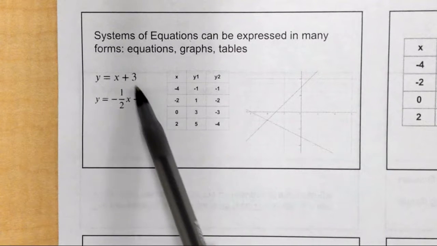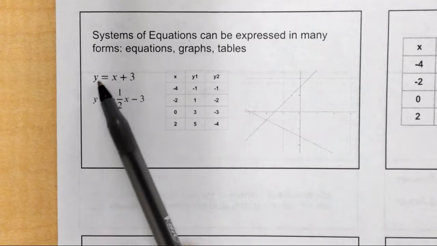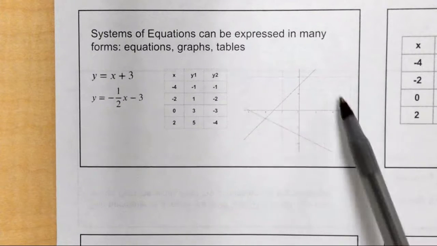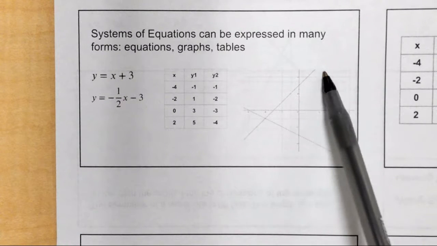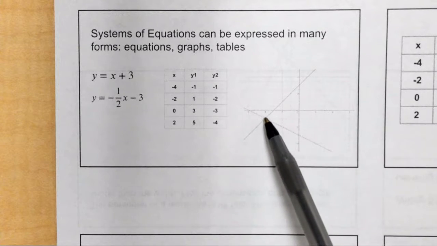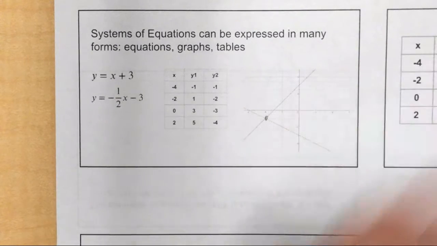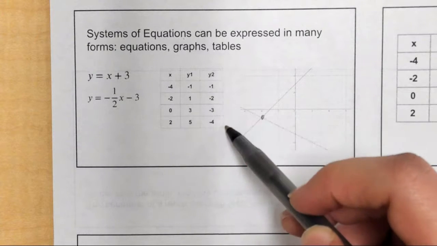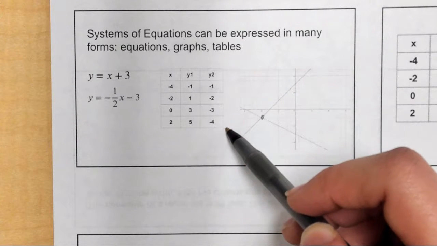The first thing we need to understand is that systems of equations can be expressed in many ways. This is how we're usually used to seeing it, where I give you the two equations. But that's one way. We can also have a graph, where you have your two lines and you look for the point where they cross. But there's actually a third way that we haven't seen yet, and that's a table like this.